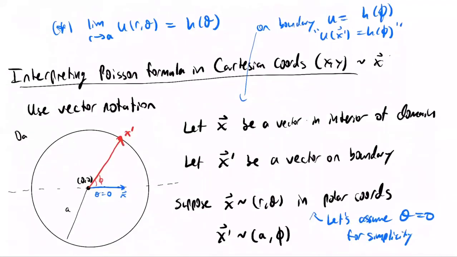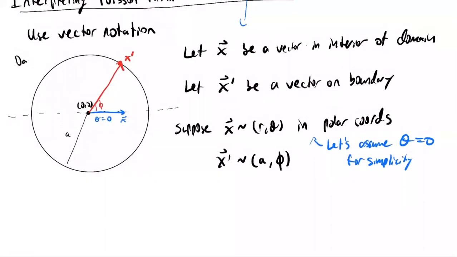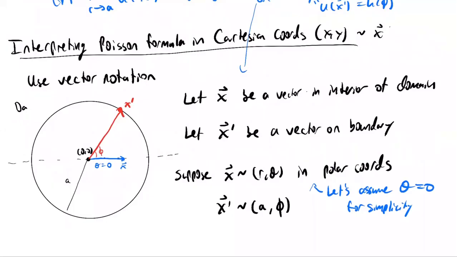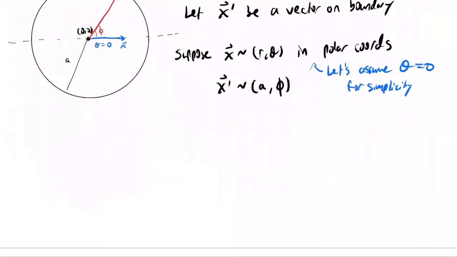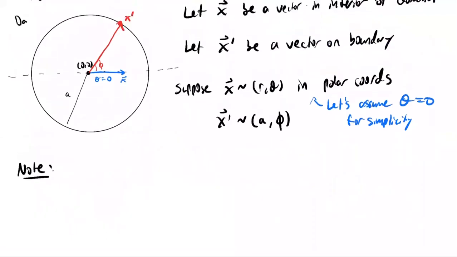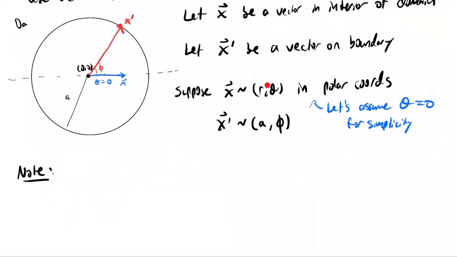But in order to make this a little bit easier, let's first do some preliminary calculations, and then I'll say a little bit more about that. Well, notice that just by definition, this r parameter has to be the length of x, and this a parameter has to be the length of x prime. So the length of x is equal to r, and the length of x prime, which is on the boundary, has to be equal to a.